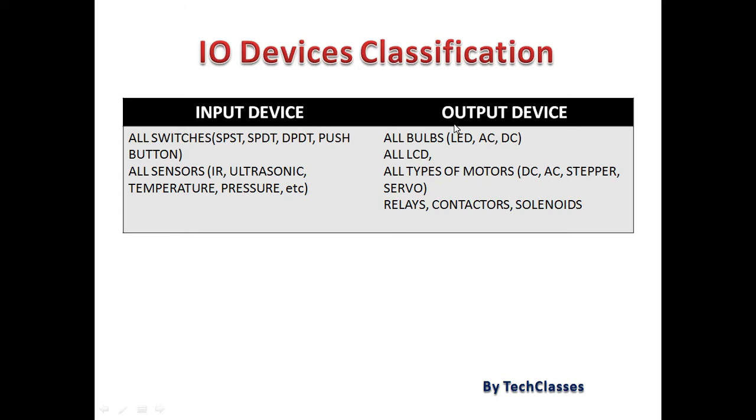And in the output devices, all bulbs like LED, then AC/DC bulbs, all displays like LCD come under output devices. Similarly, all types of motors, DC, AC, stepper, servo motor, all fall under output devices. Similarly, relays, contactors, solenoids are also output devices. Now let us do an IO interfacing project using Proteus and Arduino IDE.